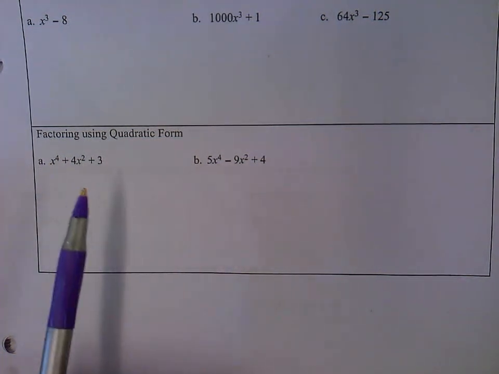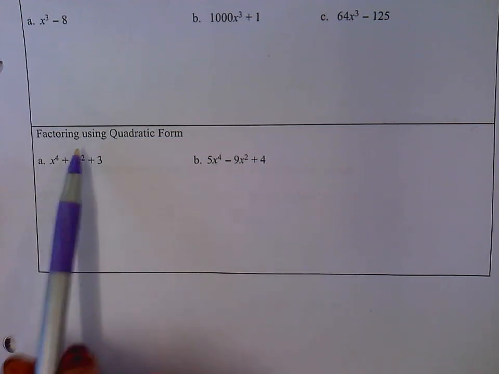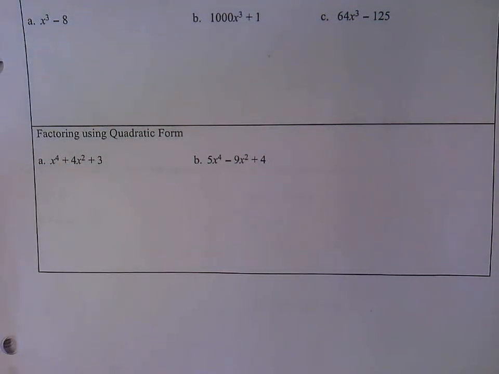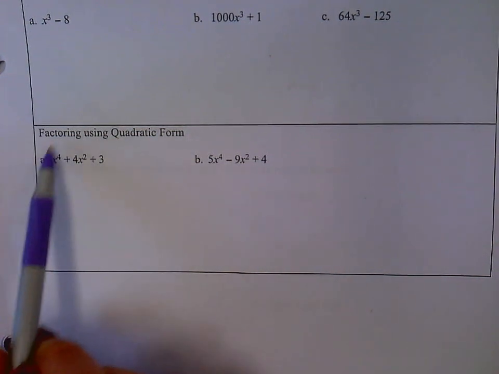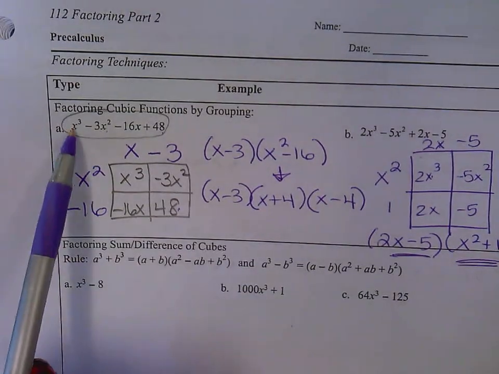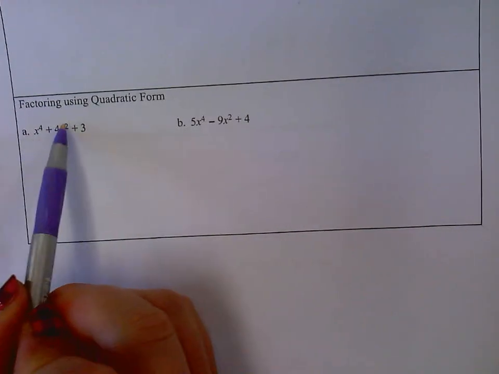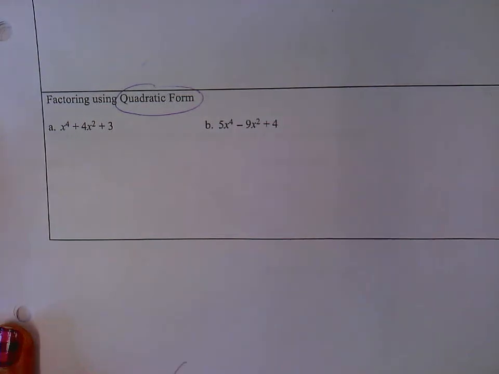Okay, so this is called quadratic form. We're going to pretend in our head that these are quadratics. So this is another strategy. How do you know to use it? Well, you've got an x to the 4th right there. So if I have a 4th degree, just like up here I had a 3rd degree function, I'm going to use grouping. Down here, I have a 4th degree function. I don't know how to do that, so I'm just going to pretend it's a quadratic.